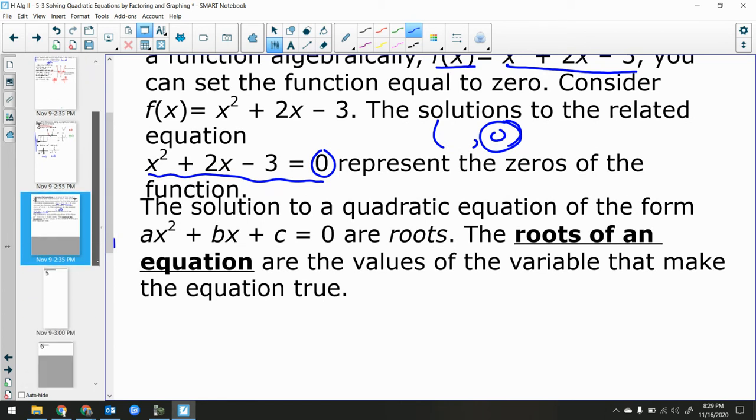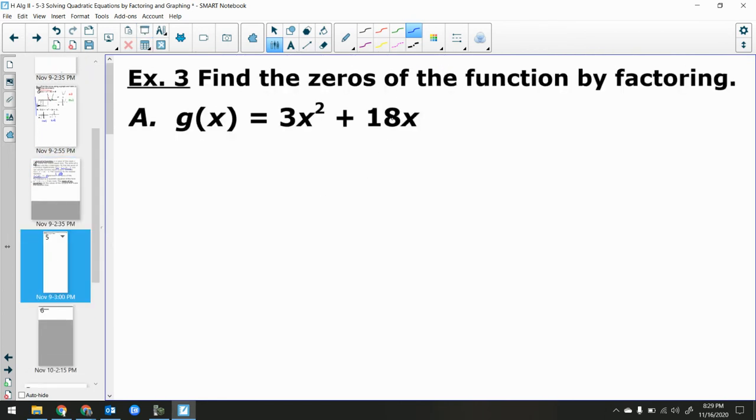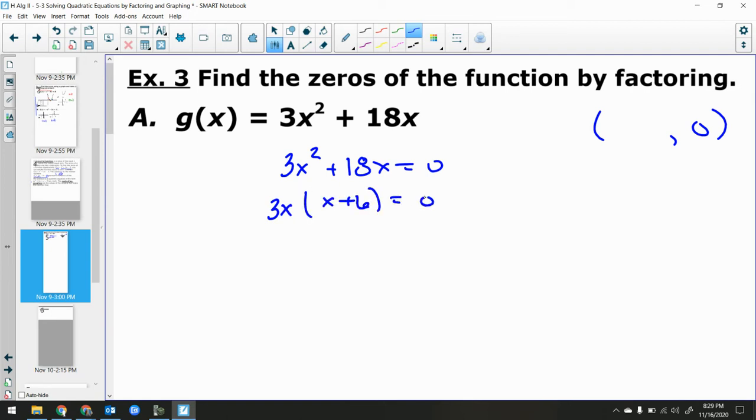Okay, so let me show you what I mean. Okay, find the zeros by factoring. So what we first do here is say, okay, I want to know when this is equal to 0, when the y value is 0, when the g of x value is 0. So let's factor this down. So we have 3x as our GCF with an x plus 6 when I factor it out. Okay, now when you have that, you can set each piece equal to 0, because basically think about this.